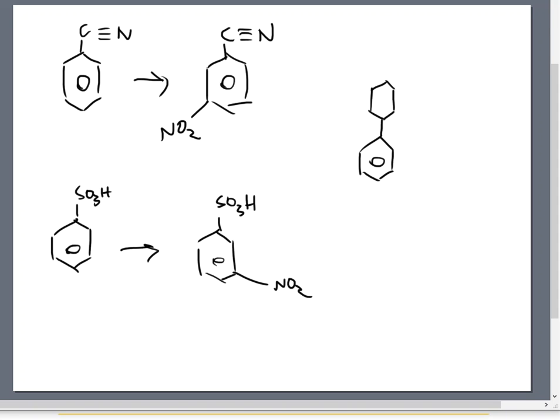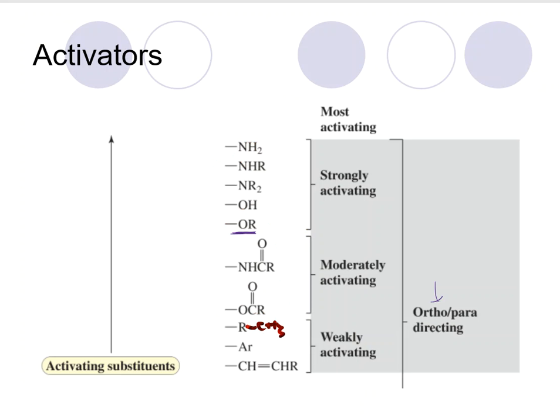Okay, well, if you don't know, that's fine. We'll go back to the chart. And here we go. If I go to the chart, I see at the very top NH2, NHR, NR2, OH, OR. We don't have any of those yet. NHC double bond O, OC double bond O, and then an R. And folks, that's what cyclohexyl is. It's a random alkyl group. It's a cycloalkyl group, but it's a random alkyl group. So that means that this cyclohexyl is a weak activator, but it's an ortho-para director.